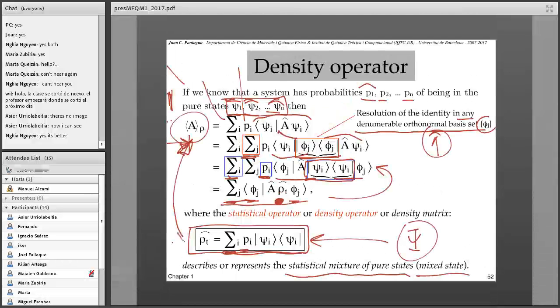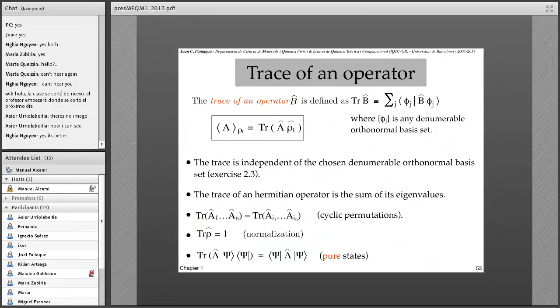Let's go on. So we have seen that we have a way of specifying mathematically a mixed state. If we have information about probabilities of several pure states, the operator defined as the sum of the projectors over those pure states multiplied by the corresponding probabilities is an operator that allows us to obtain the expected value of any physical property. Let's have a look at the properties of this operator.